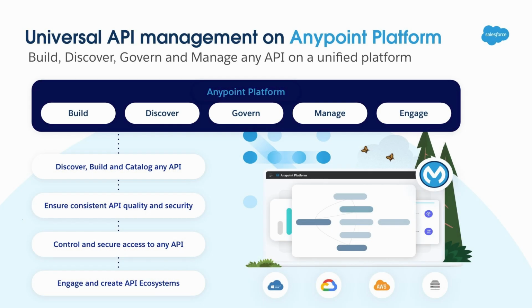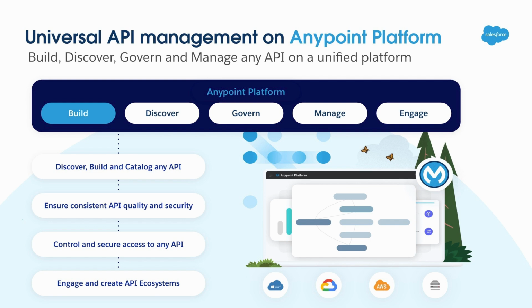Universal API management is MuleSoft's vision for expanding the scope of API management to any API built anywhere. We deliver that vision with a collection of capabilities on Anypoint Platform, such as build and implement Mule APIs, discover and catalog any API built outside of Anypoint Platform, govern with consistent API quality and security, manage and secure and control access to any API, and lastly, engage and create API ecosystems.